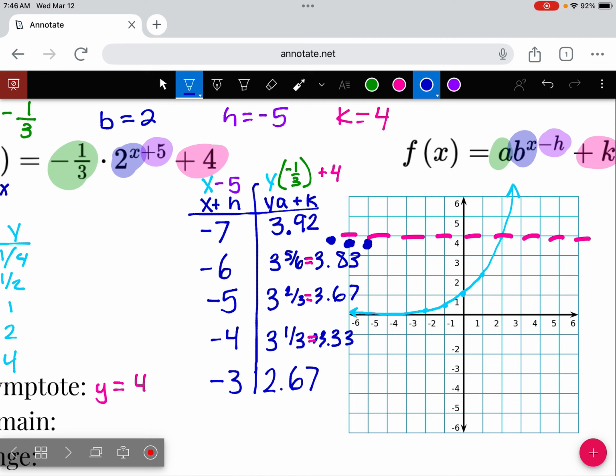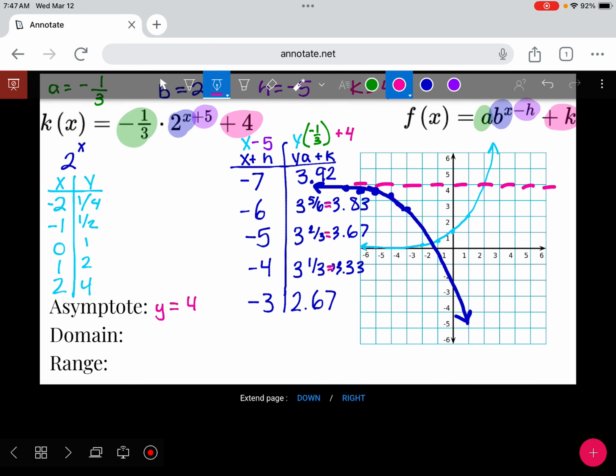My -4, 3 1/3. And then -3, 2.6. So we can see it is finally starting to look like it's curving a little bit. We know it's going to approach this asymptote over here. But it's finally starting to curve a little bit. But it's facing the wrong direction because we had that negative transformation in the A. We had that reflection.